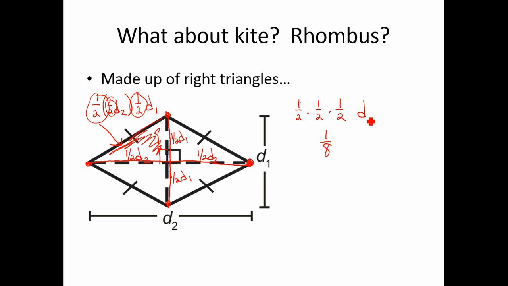And then I still have diagonal 1, diagonal 2. That is the area of just one of these little triangles. Now, since I have 4 identical triangles, I would take this thing times 4. 1/8 times 4 is in fact 1/2. So the formula for area of a rhombus is 1/2 diagonal 1 times diagonal 2.